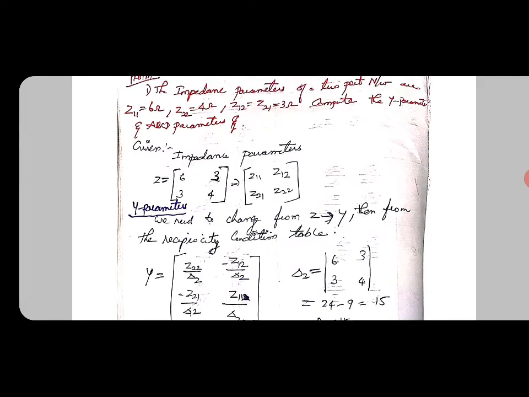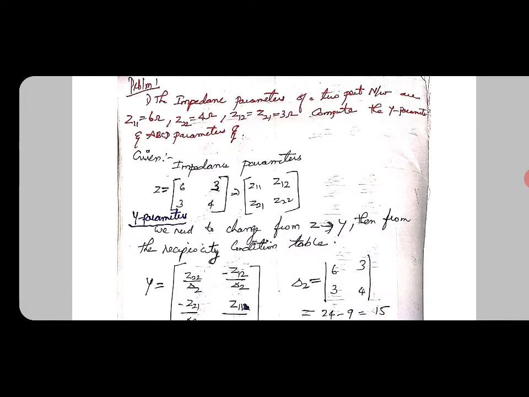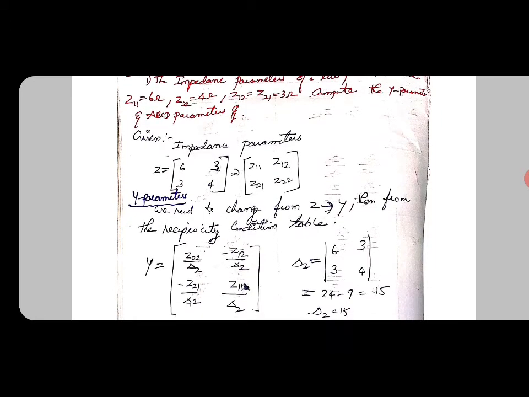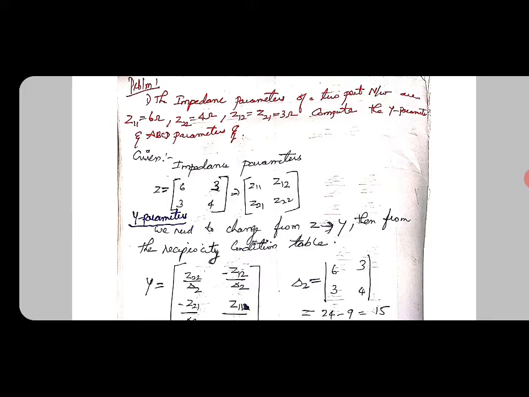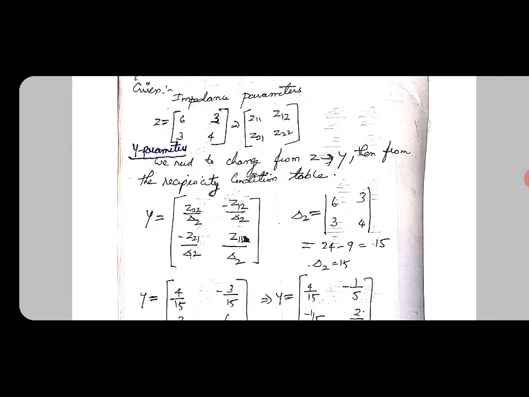It will be very clear when we solve a problem based on the above table. Let us see the problem. The impedance parameters of a two-port network are given: Z11 equal to 6 ohm, Z22 equal to 4 ohm, Z12 equal to Z21 equal to 3 ohm. Compute the Y parameters and ABCD parameters. They gave Z parameters and asked for Y and ABCD parameters. We know the Z parameter matrix is 6, 3, 3, 4.